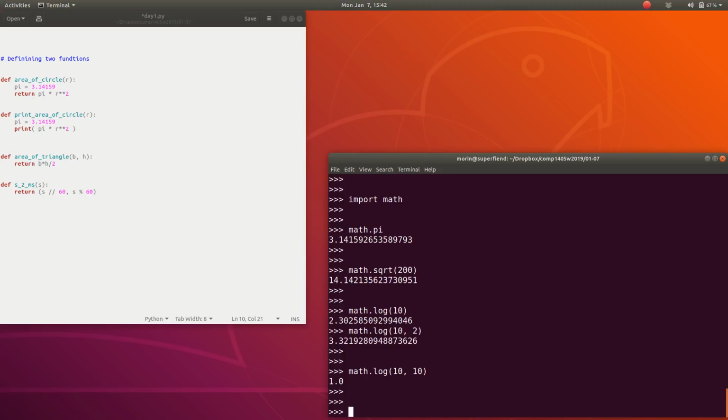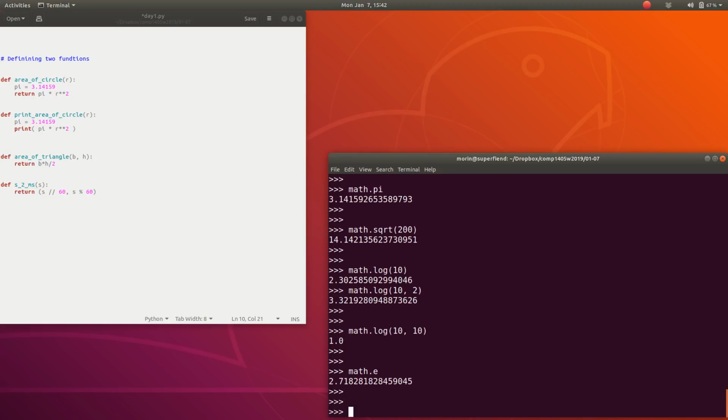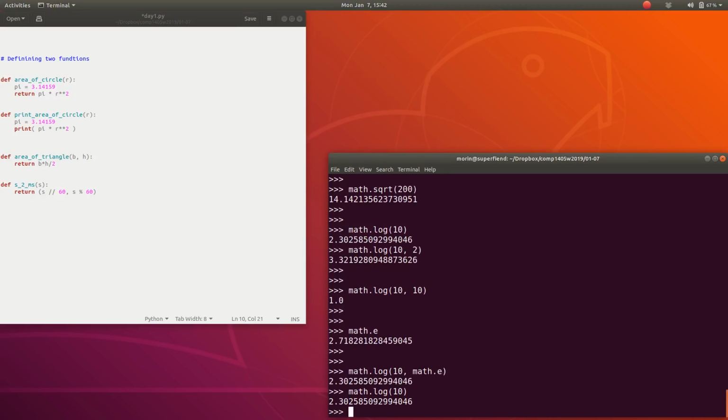And here's another. We can also look at math.e. That's the base of the natural logarithm, and we can check that that's true. If we compare that to what you get without specifying the base, it's exactly the same thing. Okay.